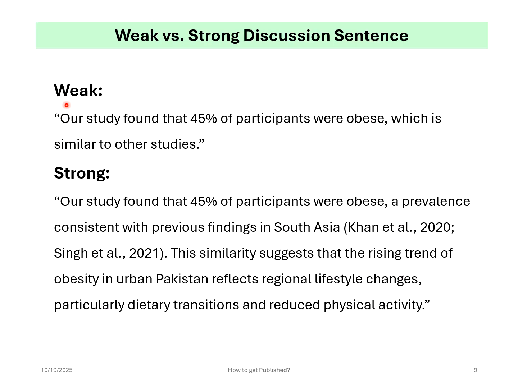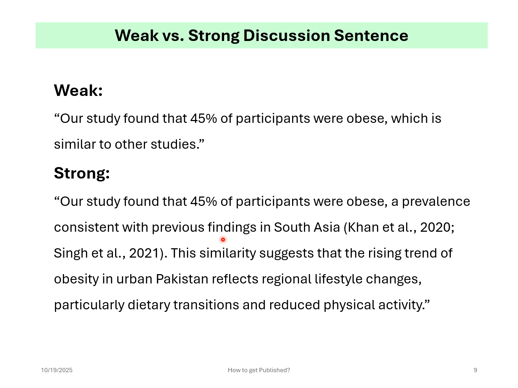For example, this is a sentence, how can we improve it. Our study found that 45% of participants were obese, which is similar to other studies. Okay, strong could be: our study found that 45% of participants were obese, a prevalence consistent with previous findings in South Asia, Khan et al. 2020 and Singh et al. 2021. So when you say previous findings, it means you are quoting at least two or more studies.